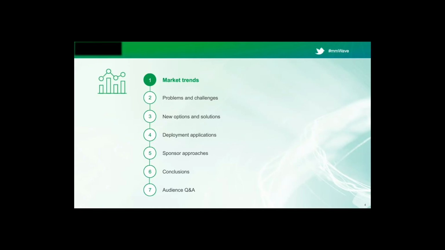Hello everybody, and thank you for joining us. As you can see from the agenda on screen, we're going to start with a few introductory comments on trends and characteristics of millimeter wave, and then outline some of the problems and challenges of usage. After that, we'll look at solutions and review what it looks like from a deployment perspective. Then we'll hear our sponsors, Anritsu and Fujitsu, talk through their approaches to millimeter wave for fixed wireless access in particular. And lastly, we'll make a few quick concluding remarks before we enter the Q&A section. But without further ado, let's get underway.